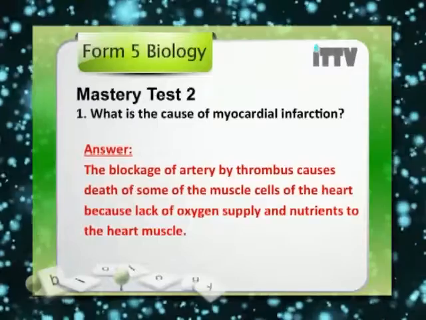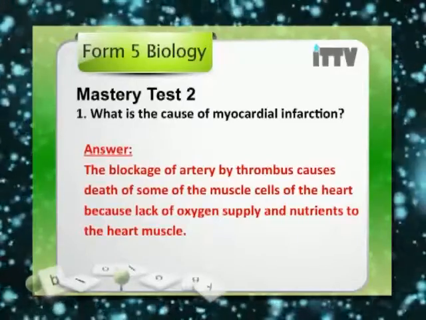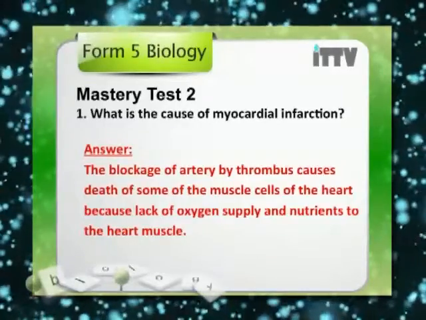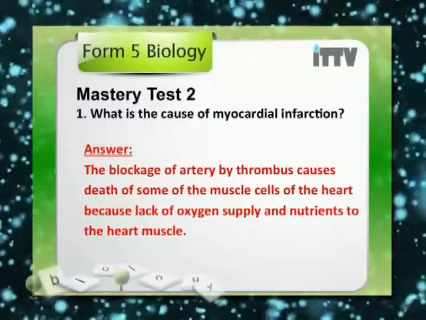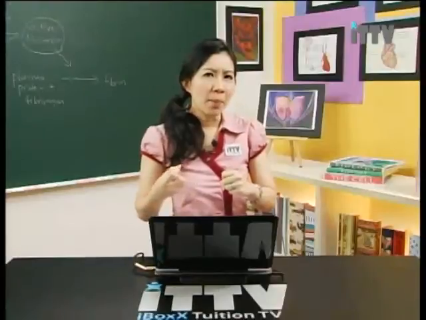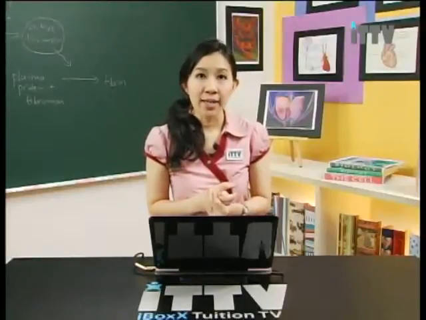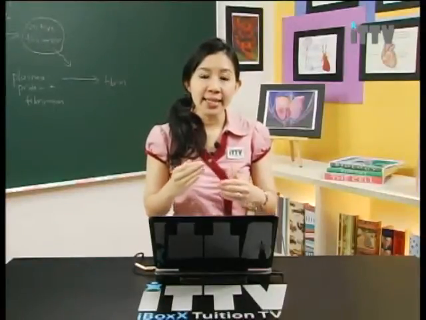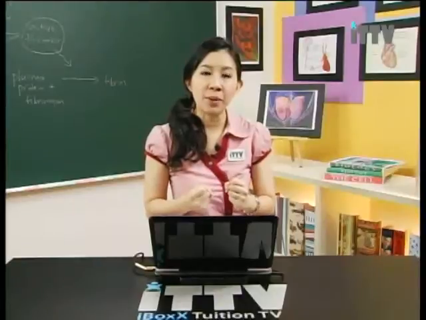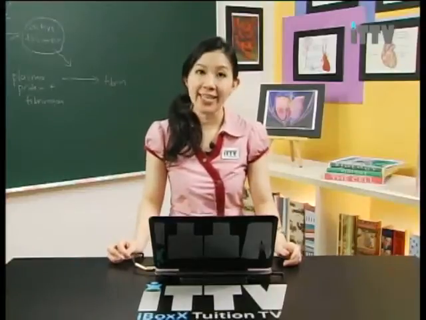Now, myocardial infarction is a blockage of the coronary artery by a thrombus, causing death of some of the muscle cells of the heart because of lack of oxygen and nutrients being supplied to the heart muscles. If a small part of the heart muscle dies, it's okay, the person still can be saved. But if a large portion of the heart muscle dies, then that person might actually die from a heart attack. So in cases like this, the sooner emergency help is given to a person suffering from myocardial infarction, the higher the chances of the person to survive from this heart attack.